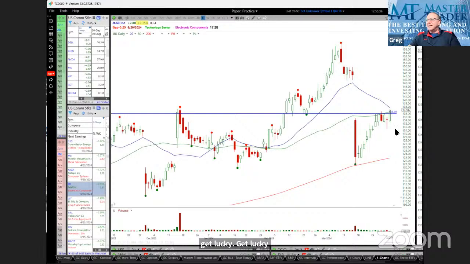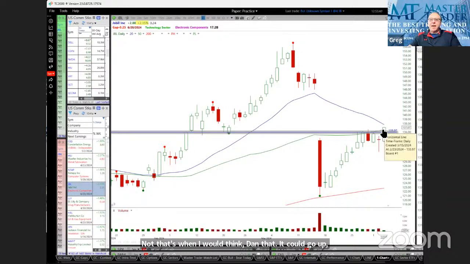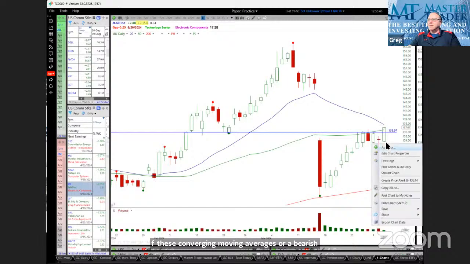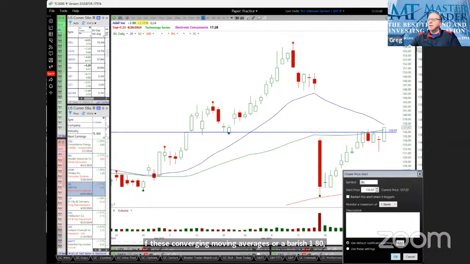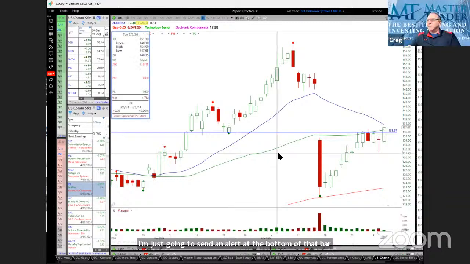So there, that's when I would think, Dan, that it could go up. But if we would just turn into a topping tail at these converging moving averages, or a bearish 180, that would be a great setup. So I'm just going to set an alert at the bottom of that bar. Sure. If it happens, it happens. If it doesn't, it doesn't.